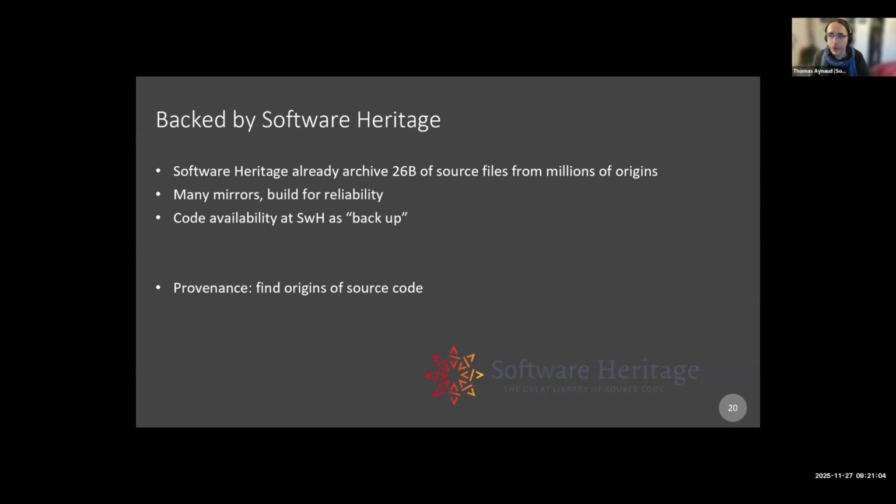We have a lot of redundancy for reliability, so you can be assured that the file will stay inside Software Heritage. So the code is available at Software Heritage as a kind of backup. You can also use Software Heritage to find the provenance, the origin of a source code, for instance, where this source code appears, or where it is described or used.